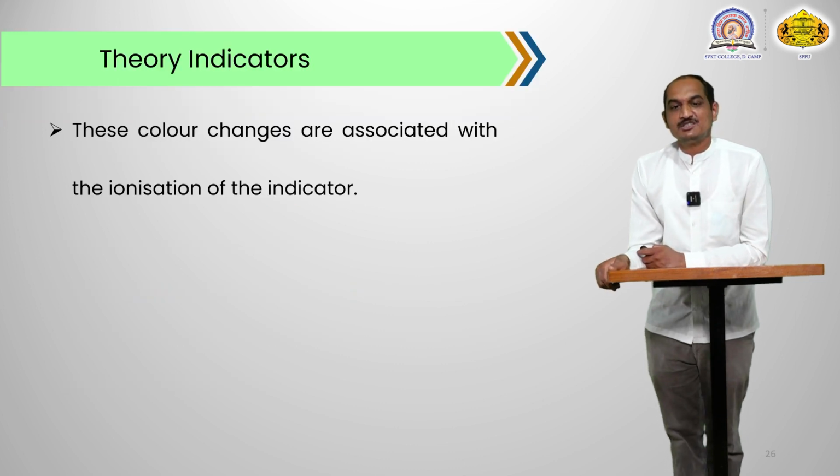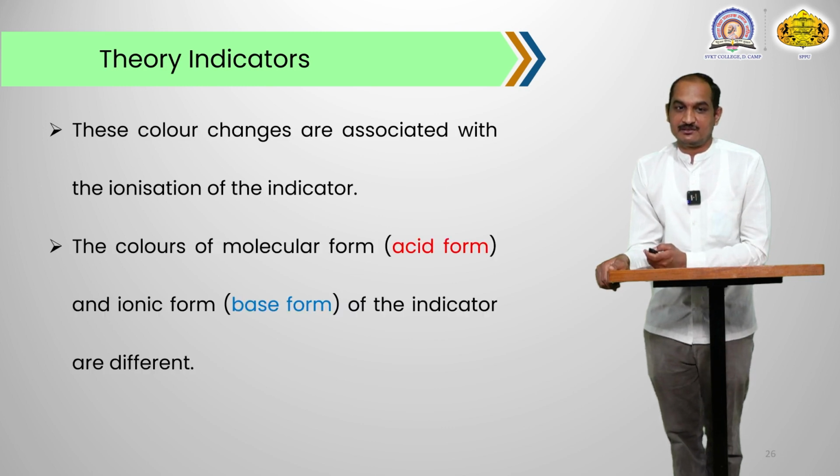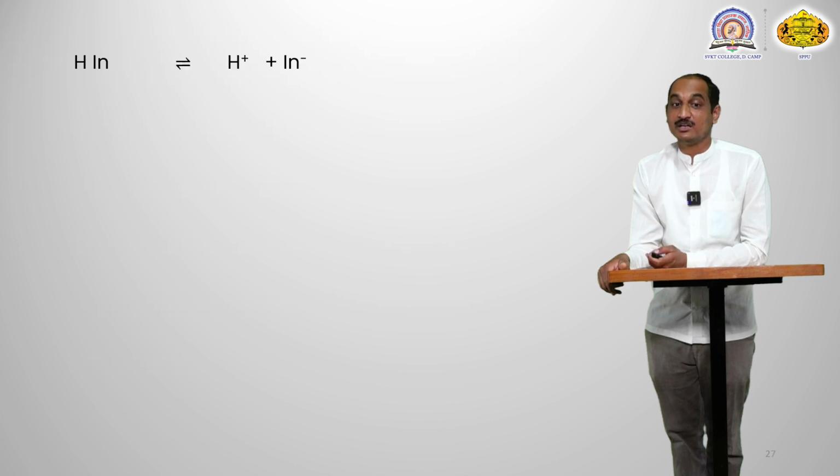These color changes are associated with the ionization of the indicator. Why does this color change happen? Because this color change is associated with the ionization of the indicator, and the colors of the molecular form and the ionic form, that means the acid form and base form of the indicator, are different.